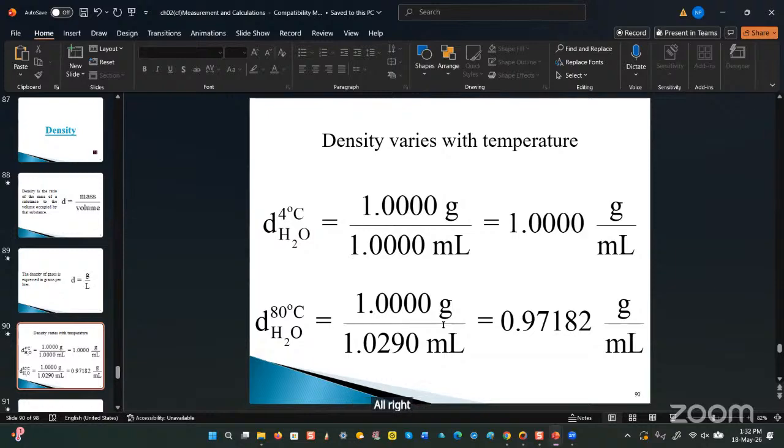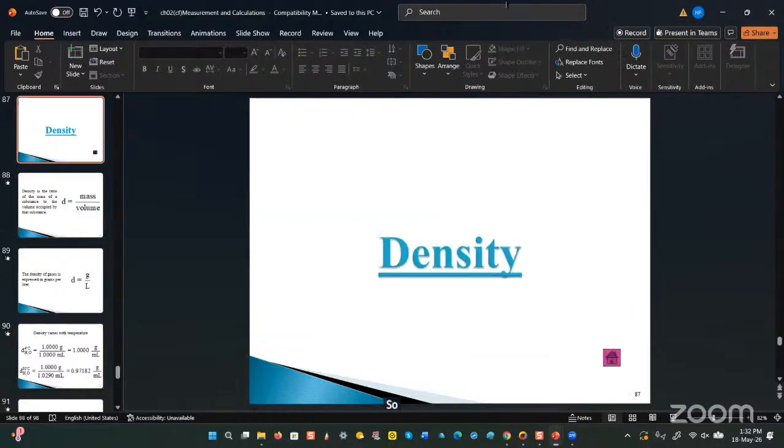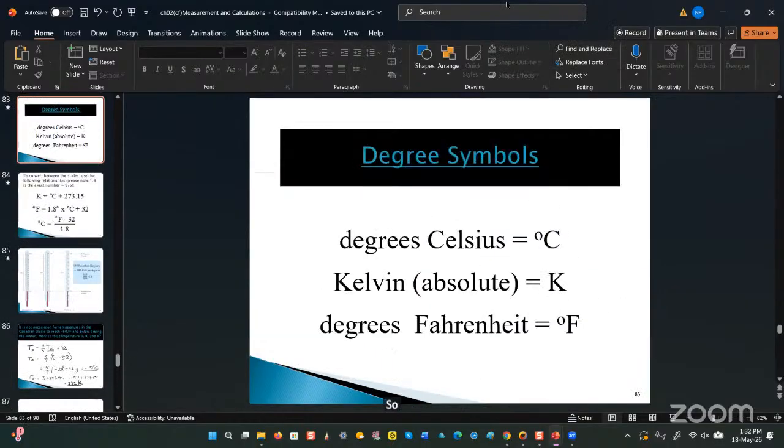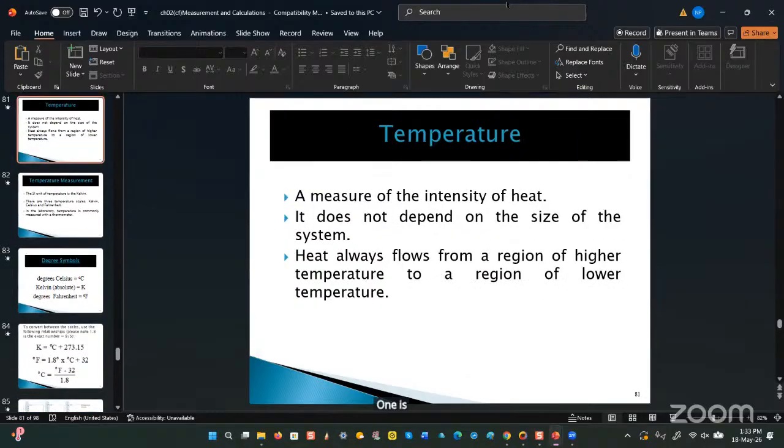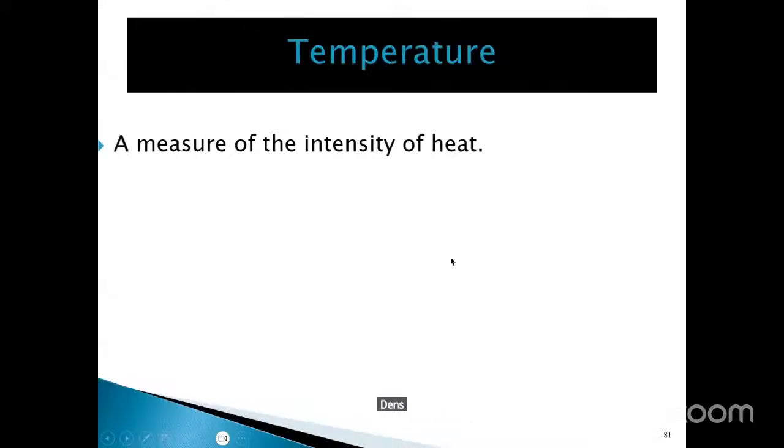All right. In the time that we have left, I'm just going to complete this chapter right here. So, let's scroll back up. Okay, so basically there are two other measurements we're going to talk about. One is temperature, and the other one is density, which is a bit different from the other types.